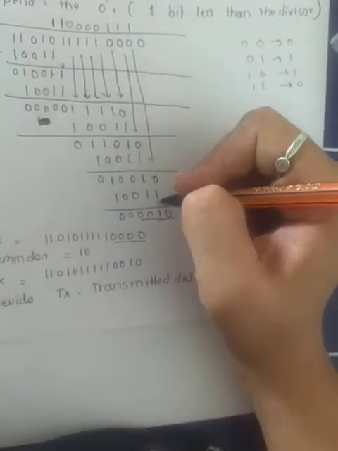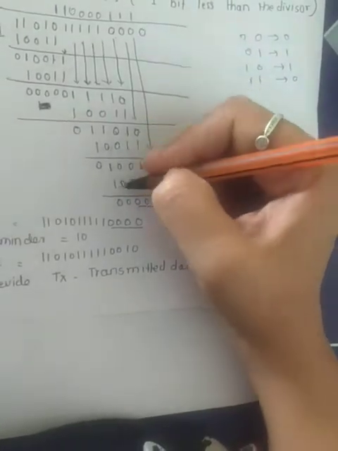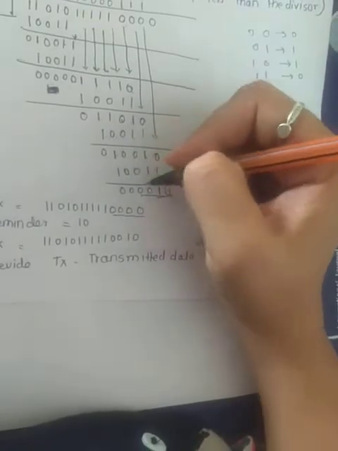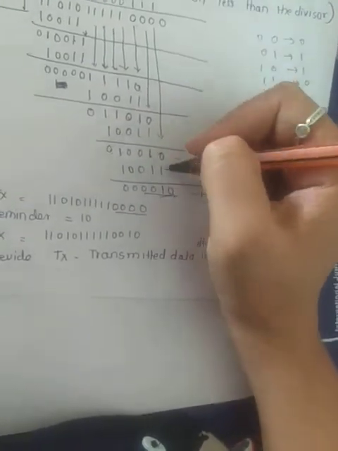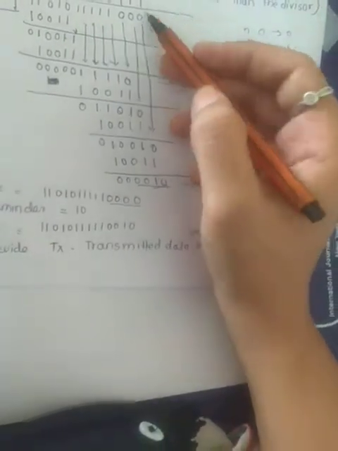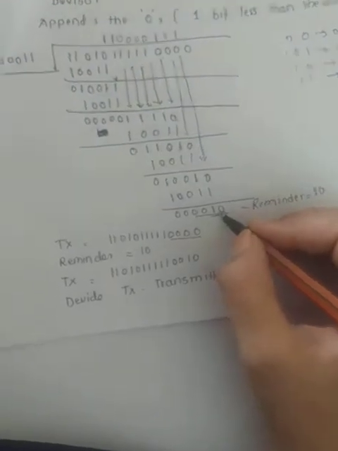Then again we have to calculate the XOR operation by using the divisor 10011. Again we take the 10. For that we have to write the 1 here. Next, this is a remainder. Here we have to obtain E10. So in the data word we have to append the 4 zeros.